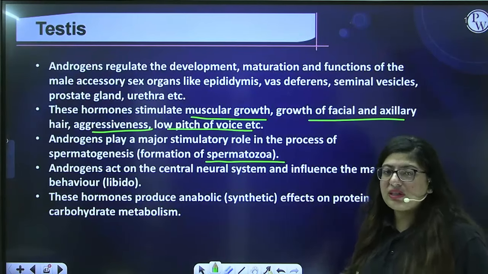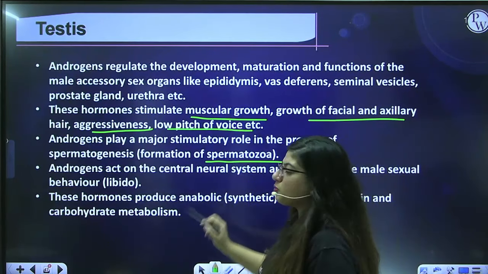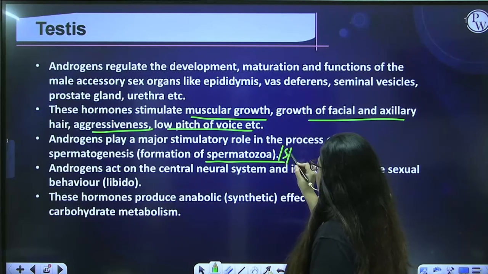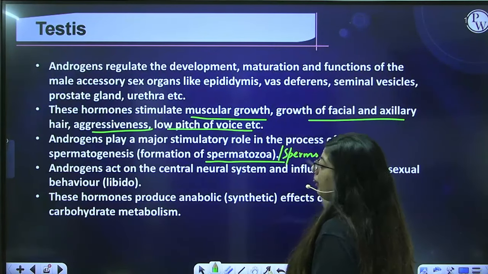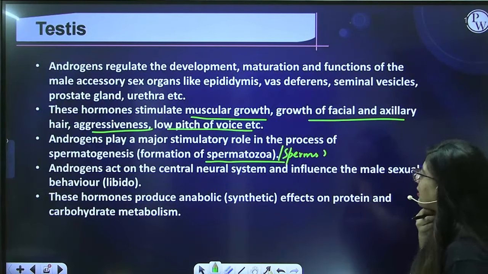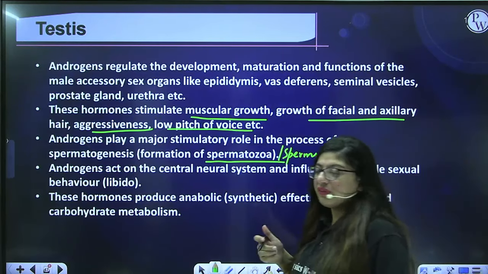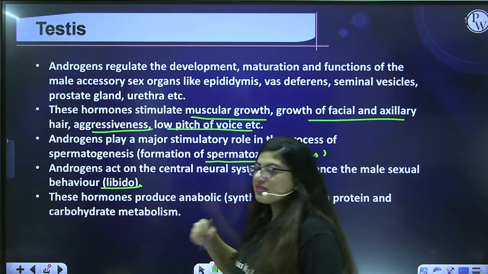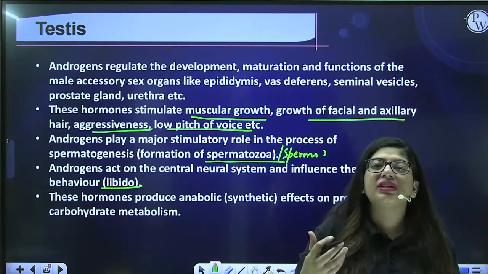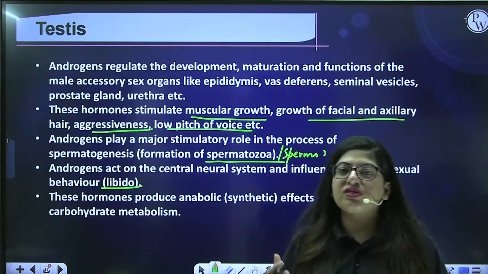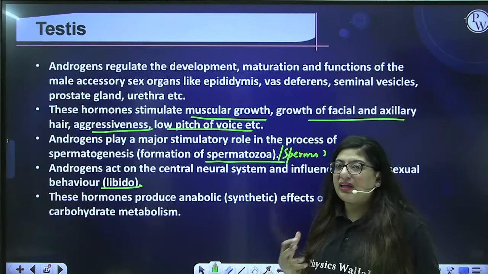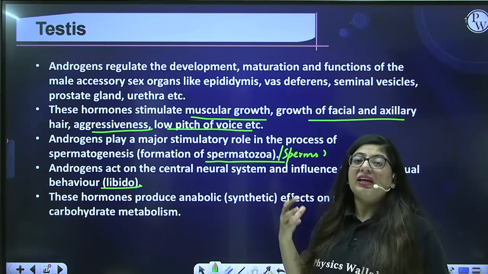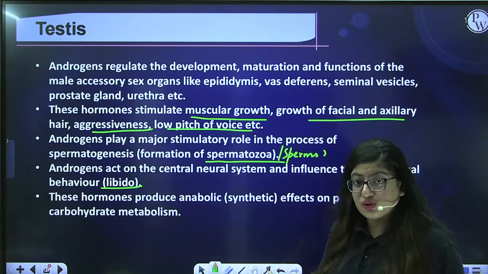They also help in spermatogenesis, that is formation of spermatozoa, also known as sperm. Androgens act on the CNS and influence the male sexual behavior known as libido. That sexual act comes with the desire, and for that what is responsible? Your brain. And the brain is stimulated by this hormone known as testosterone.